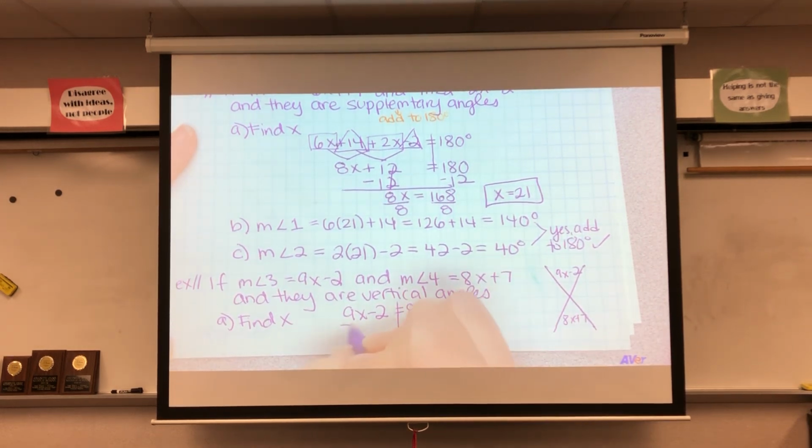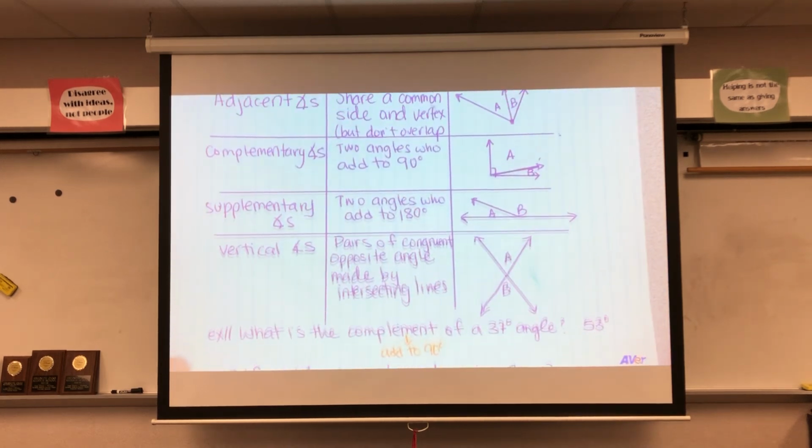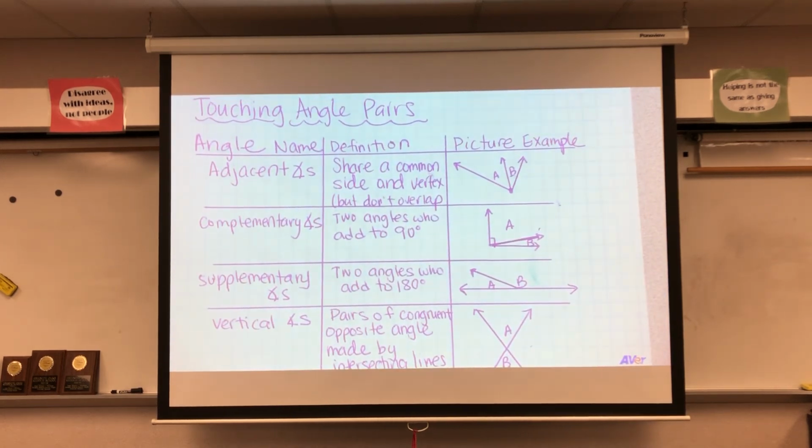You can subtract 8x's. x minus 2 equals 7. And if I add 2, as I'm running out of space, you can find x equals 9. I hope if you've wanted to continue this problem, you could plug in 9 and check that they're both equal. I hope this helps you understand our touching angle pairs.